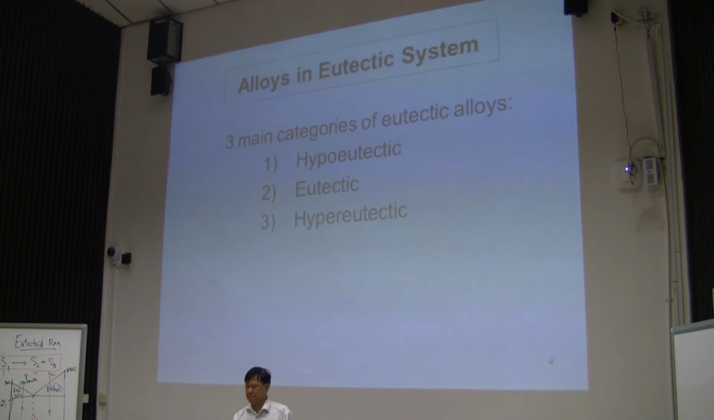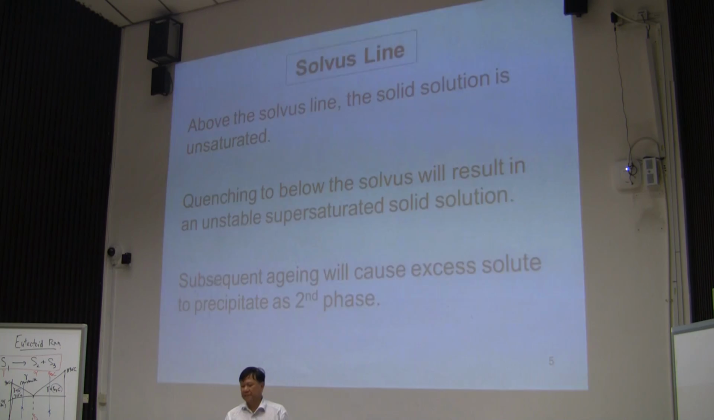Okay? So, the three different alloys, I have got what? Hypoeutectic, eutectic, and what? Hypereutectic. I showed you. Okay.